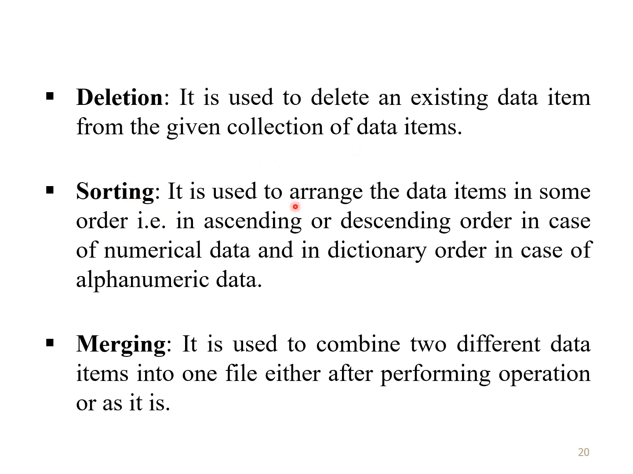Next is sorting. It is used to arrange the data items in some order, that is in ascending or descending order in case of numerical data and in dictionary order in case of alphanumeric data. Using sorting, we sort given data using ascending or descending order. Next is the merging operation. It is used to combine two different data items into one file either after performing an operation or as it is. We use merging to merge or combine data.